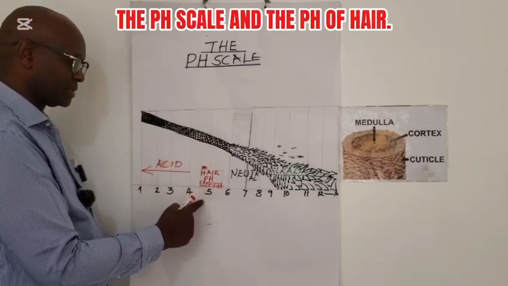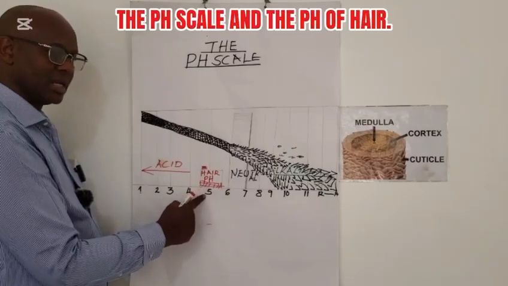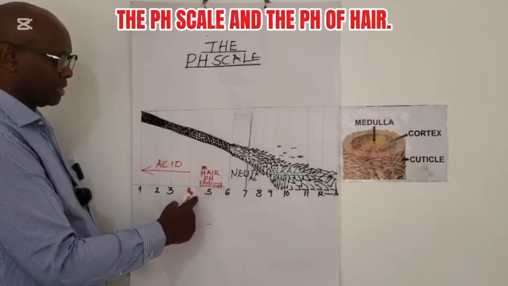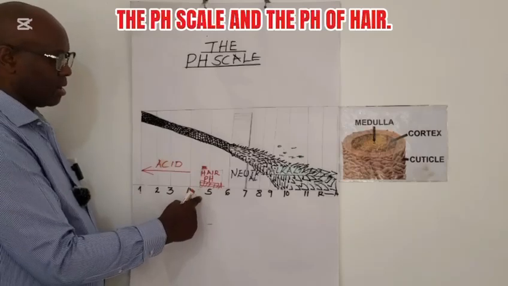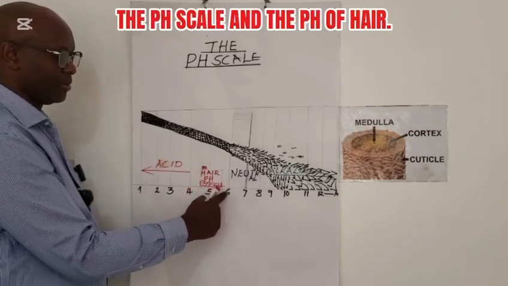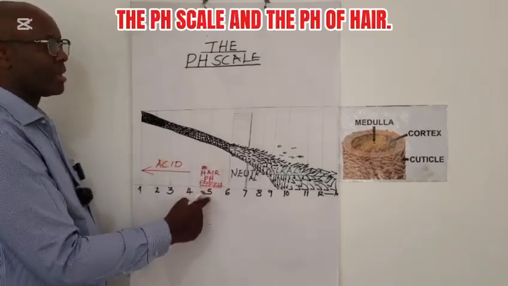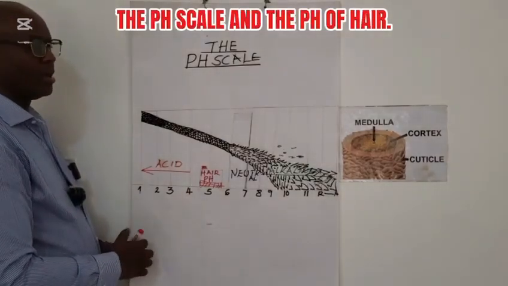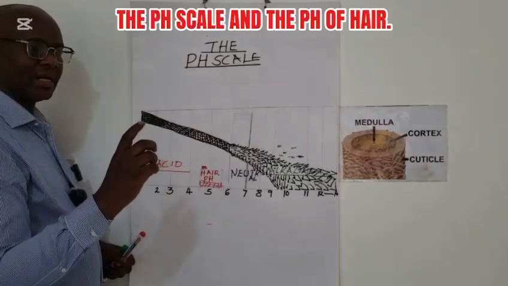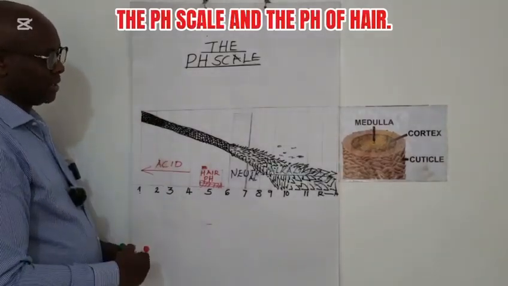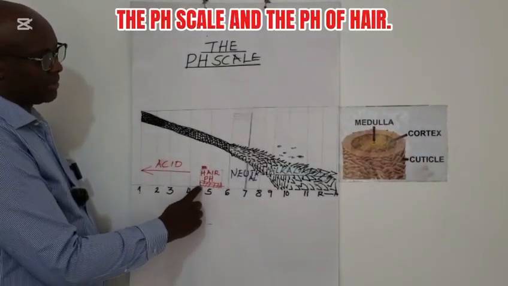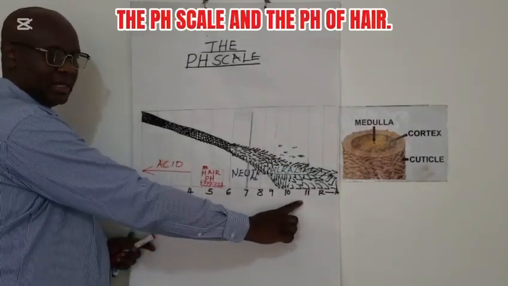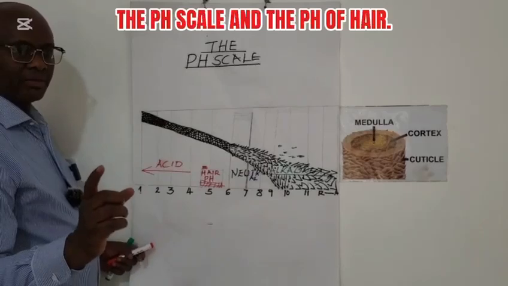There are certain situations in life that will change this. For example, a normal person who is not taking any medication will have a pH of 4.5 to 5.5, an average of 5. However, if you are consuming medication, for example products that are alkaline in nature, you'll find that the pH of your hair will rise from 5 and move to the alkaline side. Why? Because of the medication you are using.